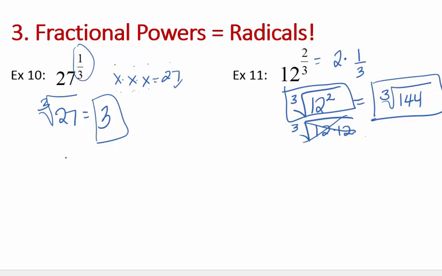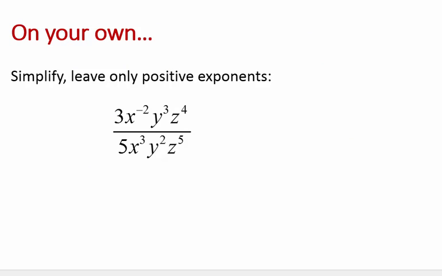Okay, so we've reviewed a lot of rules about powers and radicals. I want you to try this one on your own. If you want to pause the video, I want you to try it, and then I'm going to work it out so you can check your work here in a minute. But pause the video, try it, and then start the video up.